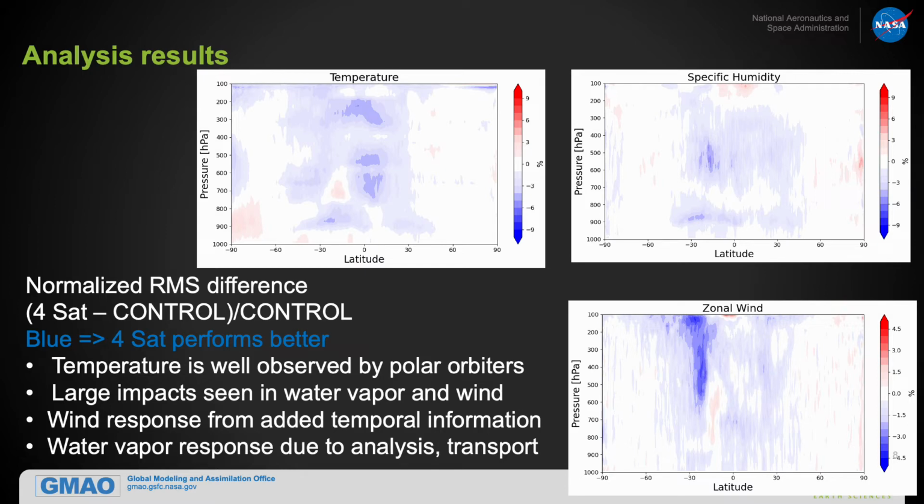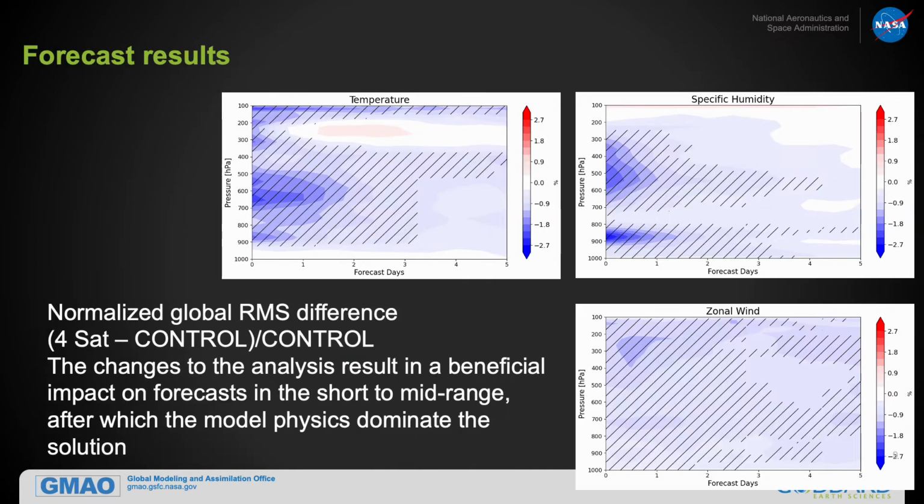The water vapor then benefited from both an improved analysis and a better transport by the wind. An improvement in the analysis leads directly to an improvement in the initial conditions used to generate forecasts. These figures show the normalized global average root mean square differences between the 4SAT and control experiments compared to the nature run for the duration of a 5-day forecast.